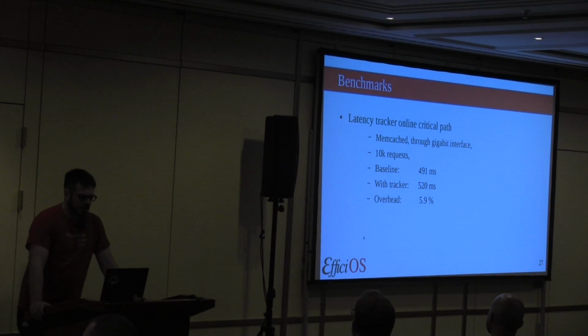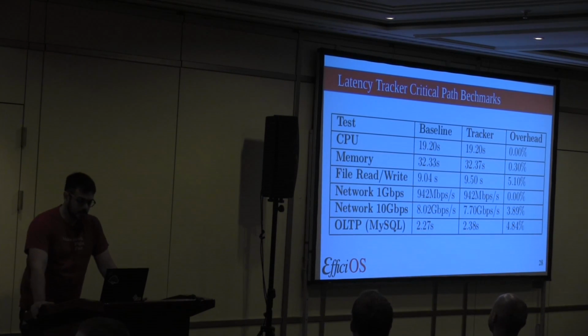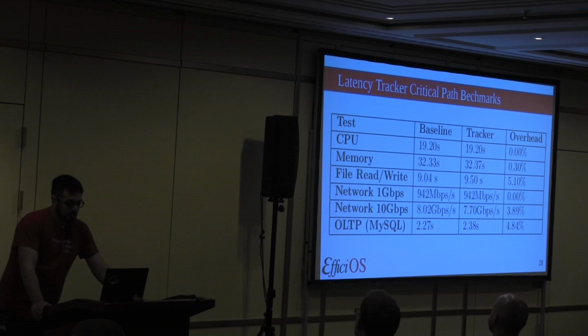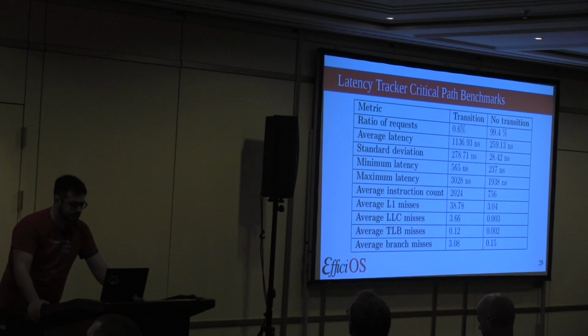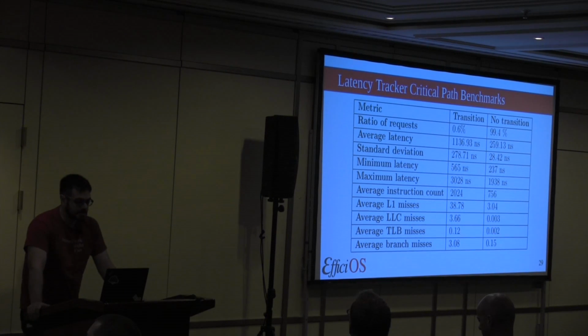So some benchmarks. Memcached on a gigabit interface, with 10,000 requests, the baseline is 491 millisecond response time. With the tracker, it becomes 520, so roughly 6% overhead. For the further benchmarks in terms of CPU and memory, the overhead stays roughly under 6% on the various scenarios when you add the tracker. We have more detailed benchmarks where we use perf to look at L1, LLC, TLB misses, and they stay pretty low.